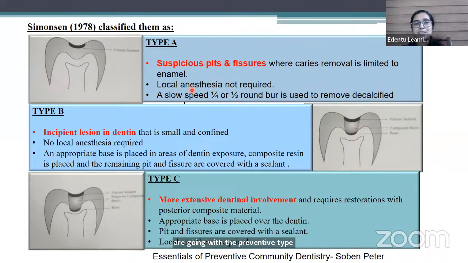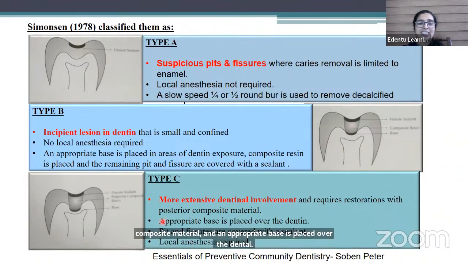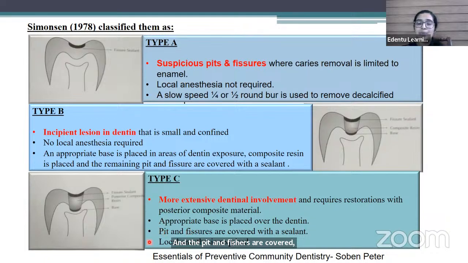And an appropriate base is placed in areas of dentin exposure. Composite resin is placed and the remaining pit and fissure are covered using a sealant. And then we have the type C, in which you could see a more extensive dentinal involvement, and it requires restorations with posterior composite material, and an appropriate base is placed over the dentin, and the pit and fissures are covered using a sealant as well. And here local anesthesia is required. As you could see, it is a more extensive lesion with the dentin involvement. Okay, so this is regarding the classification by Simonson. Once again, we have the type A, type B, and type C.